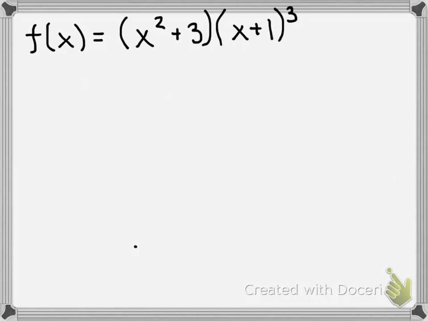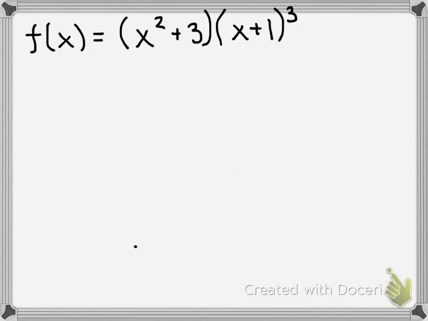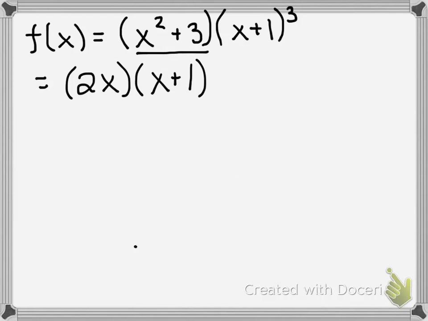So first, again, you see this function. There's no plus sign in between. If there was a plus sign, you guys would know how to do that. But right now, we're going to go ahead and use our product rule because it looks a lot like this situation. Our f is x squared plus 3, and our g is x plus 1 to the third. So to take the derivative, we are going to first take the derivative of x squared plus 3. So we get 2x. And then we need to multiply by just the second function. Don't have to do anything to it.